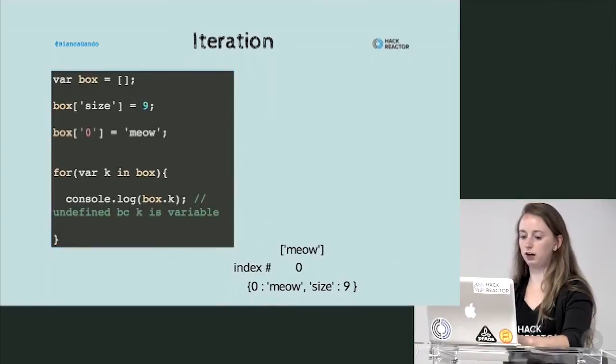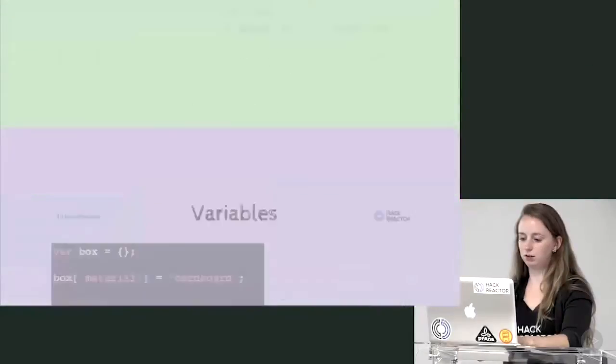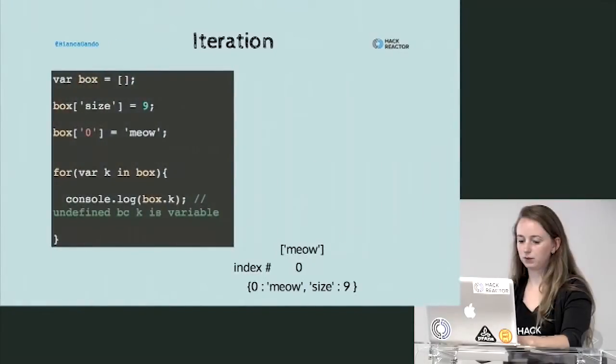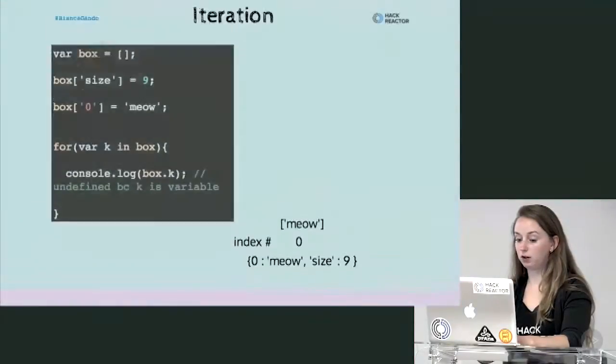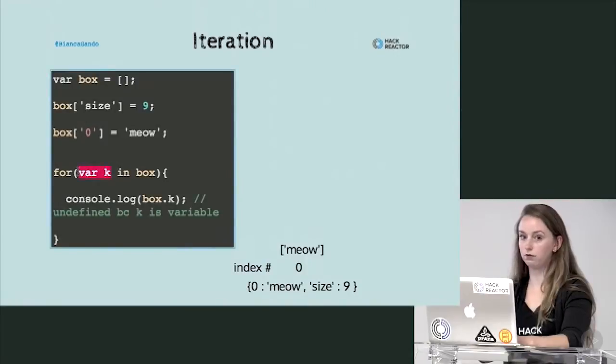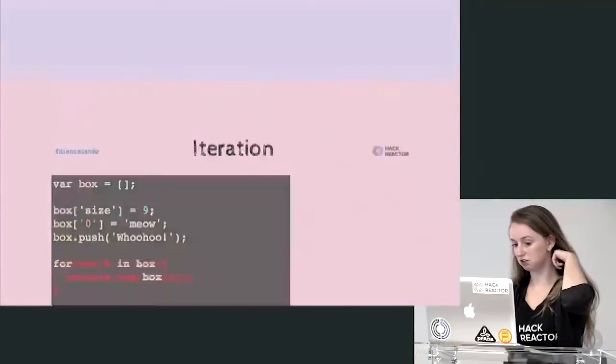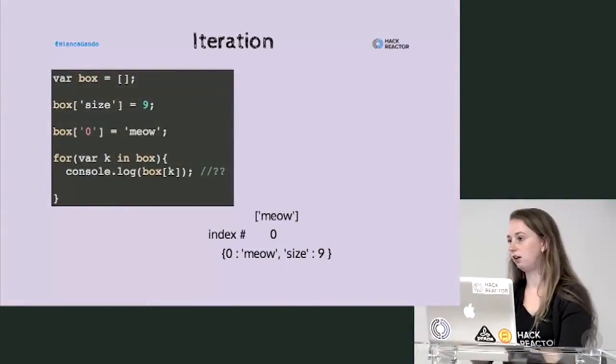And if we go back to that slide, the rules, all the way down, for dots, we can't use variables. For brackets, we can. Okay, so, cool. And we know k is a variable because we just see var here, right? For var, that means k is a variable. Cool. So this is how we would do it then. Here we have the bracket notation. Cool, so that's great.